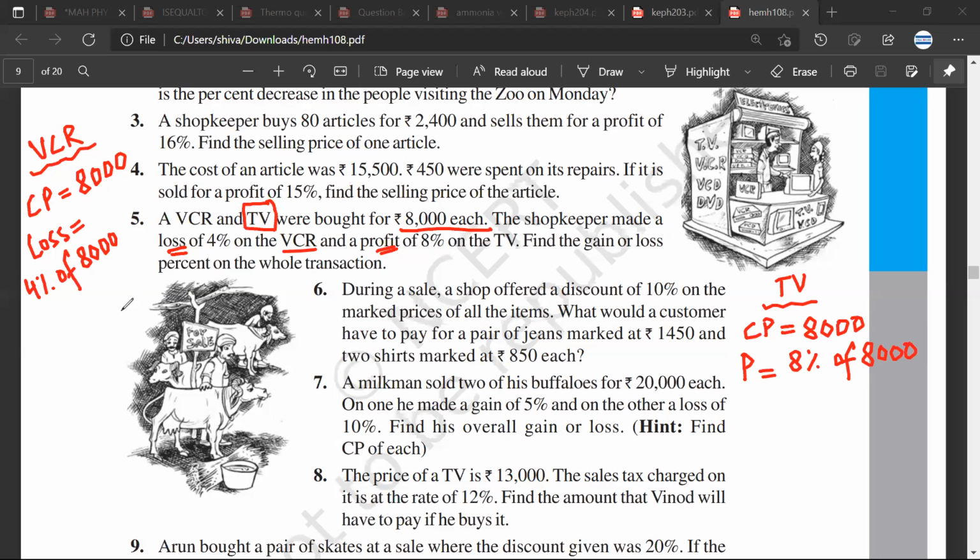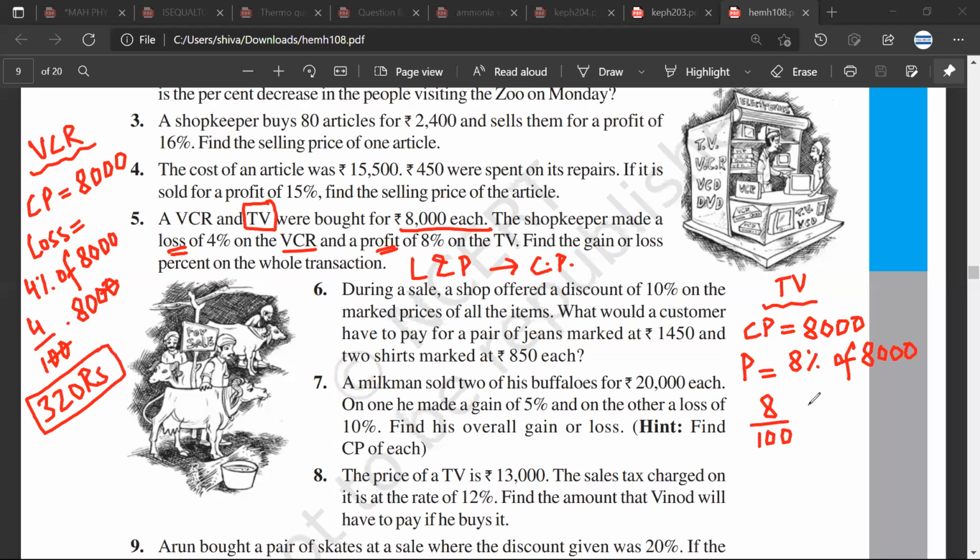So first we'll see the loss. What you need to remember is that the loss and the profit, both, they are on the cost price. That is all that you need to understand. So when I calculate this, this becomes 320 rupees. So this is the loss. And when I calculate this, this is 640 rupees. And this is the profit. Satya, is it correct? Yes, sir.